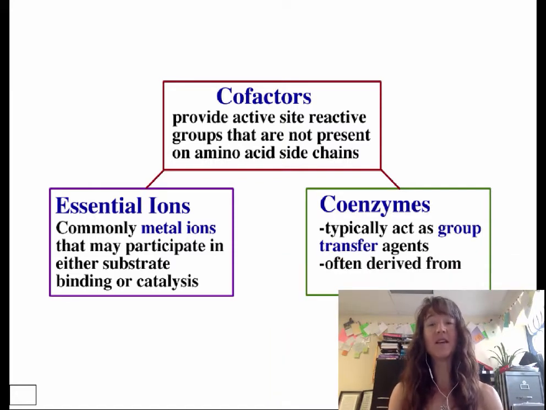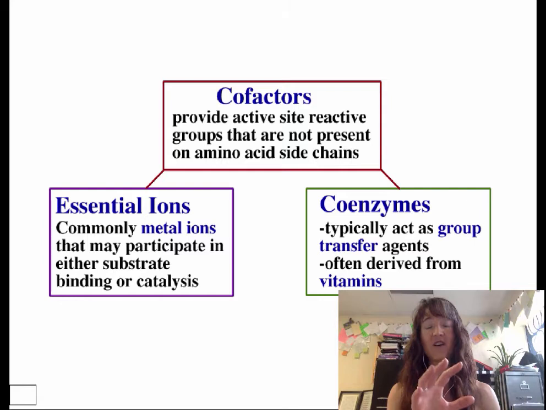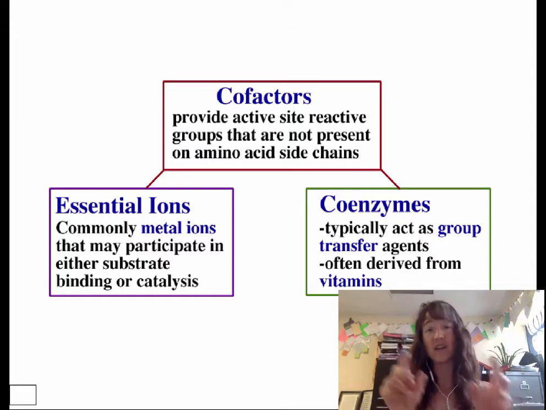Coenzymes are typically vitamin derived, and they often play a role in something called group transfer. We've actually talked about that already. Remember talking about transferases, where they're actually moving a group from one place to another. This can be multifaceted, and we'll talk more about some of the things that a coenzyme might transfer, because sometimes it's as simple as being the taxi cab for carrying electrons from one place to another.